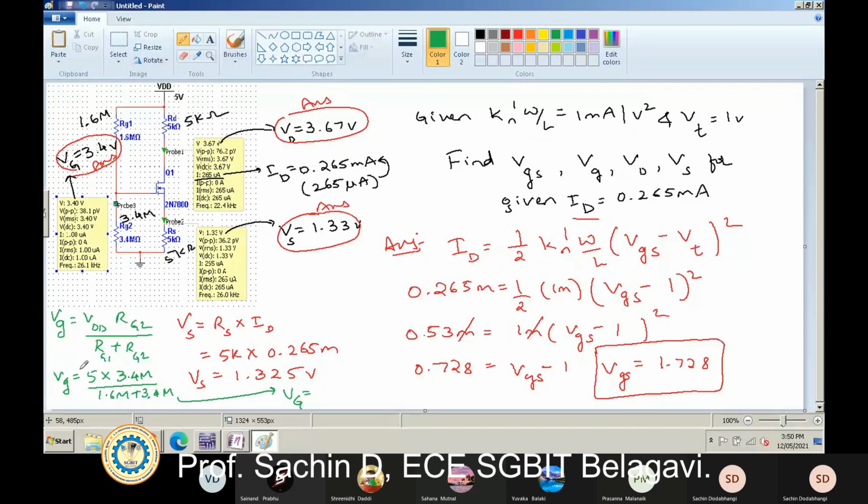How much are you getting? VG, 3.4, right? Yes, sir. 3.4 volt.